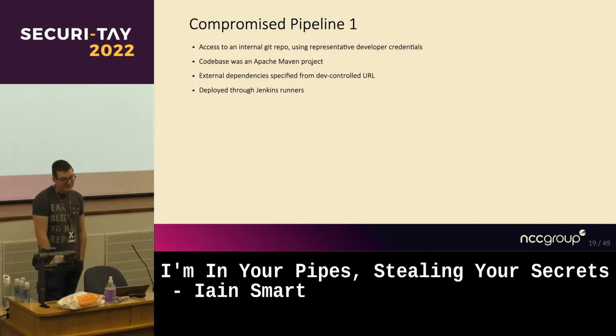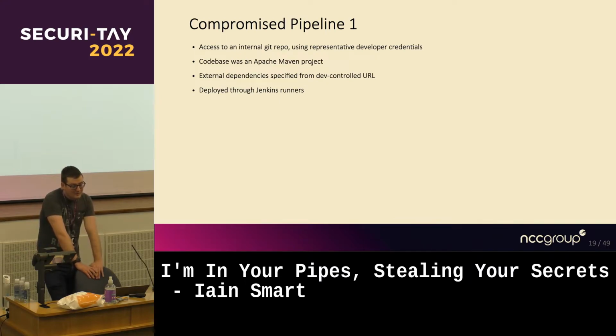The codebase was an Apache Maven project. The consultants on this kind of went, oh, what do we do? Let's grep around for some interesting bits. And we found that there were external dependencies being loaded in from a config file that we could modify. So we were able to say, as part of the Maven project, your dependencies are from these Java files.